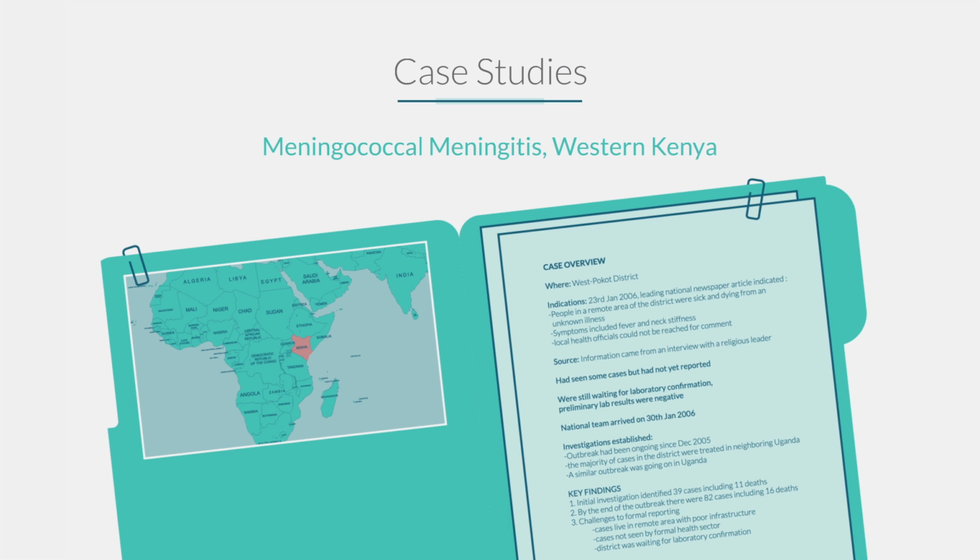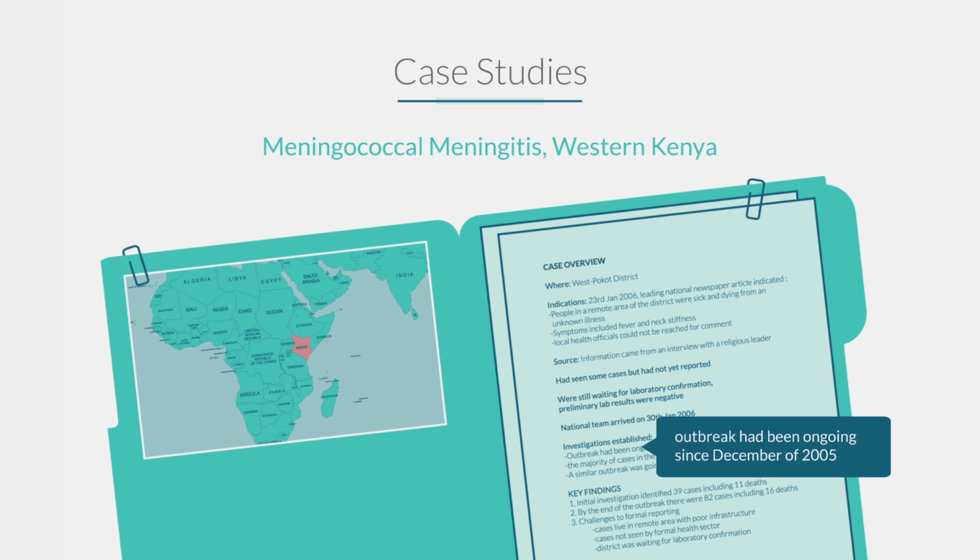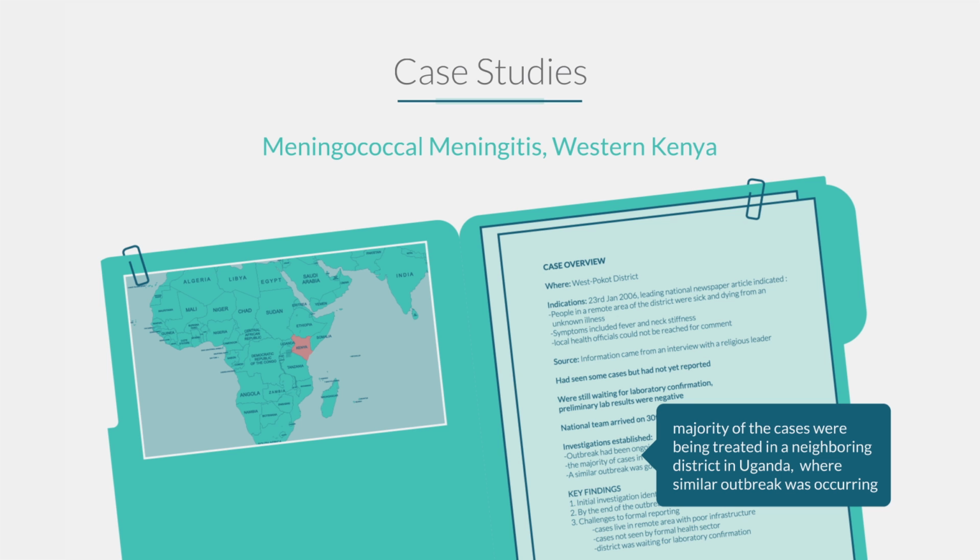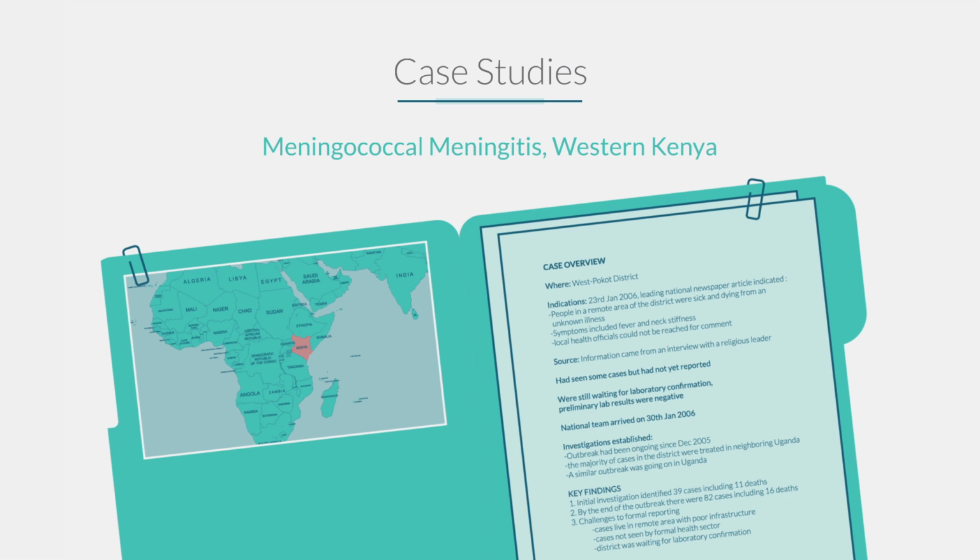Their investigation established that there was a meningococcal meningitis outbreak that had been ongoing since December of 2005, and that the majority of the cases in the district were treated in a neighboring district in Uganda, where a similar outbreak was occurring. By the end of the outbreak, there were 82 cases and 16 deaths.